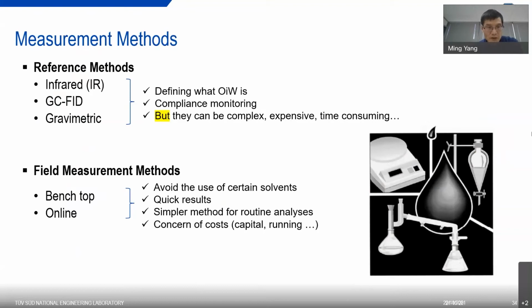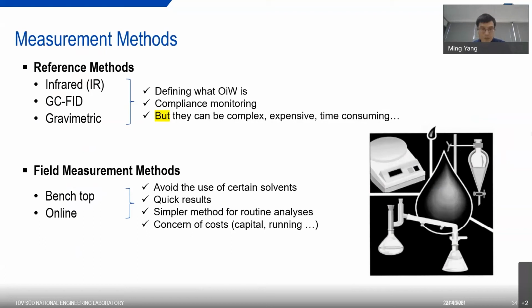for gravimetric methods, it involves an accurate balance. For offshore FPSOs and platforms, because of movement, you certainly cannot use an accurate balance over there. And also, gravimetric methods can take two to three hours to get the results. GC-FID for oil in water measurement in the North Sea, we're easily looking at a cost for buying an instrument of about 30,000 to 35,000 British pounds. So for a variety of reasons, we need field measurement methods.